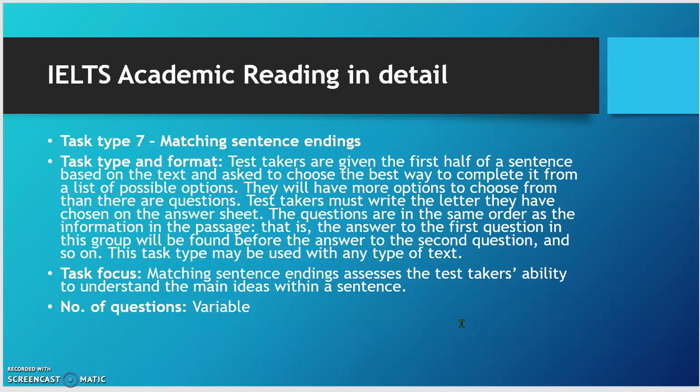Test takers must write the letter they have chosen on the answer sheet. The questions are in the same order as the information in the passage. That is, the answer to the first question in this group will be found before the answer to the second question, and so on. This task type may be used with any type of text. Task focus. Matching sentence endings assesses the test taker's ability to understand the main ideas within a sentence. Number of questions: variable.